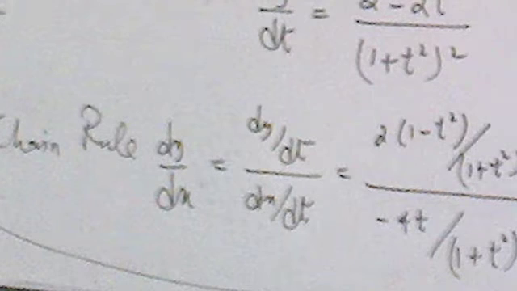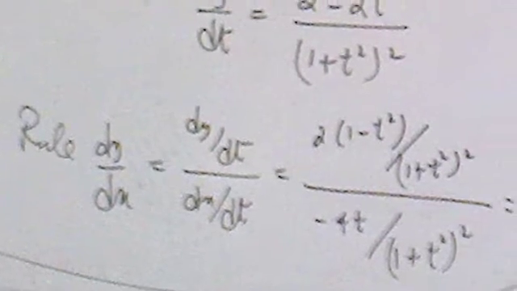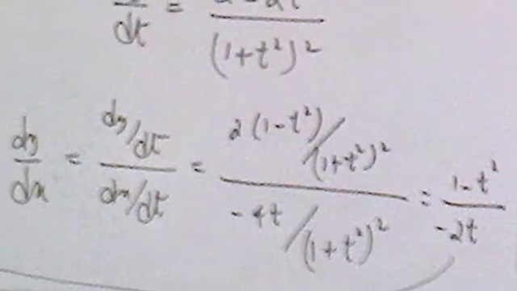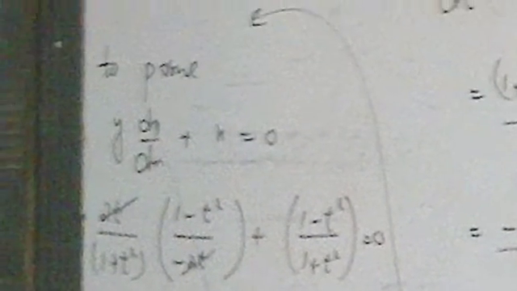dy over dx is equal to dy over dt divided by dx over dt. We put these values and then this is the answer of dy over dx. Now to prove this value is equal to 0, we put three values here: value of y, value of dy by dx, and value of x, and then simplify, and we get the answer is 0.